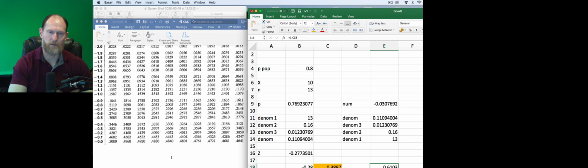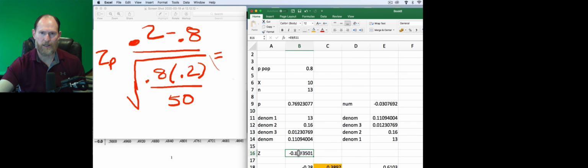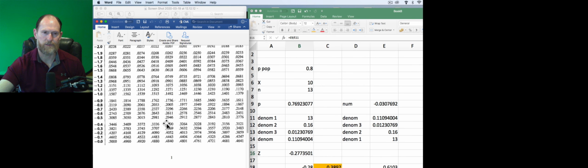So that concludes our discussion of sample proportion probabilities. I gave you a little bit of bonus there, how to put it in Excel. But beyond the formula, p minus p pop divided by the square root of p pop times 1 minus p pop over the sample size, the process is the same. I get a z-score, and I go to my z table and see what that probability is.